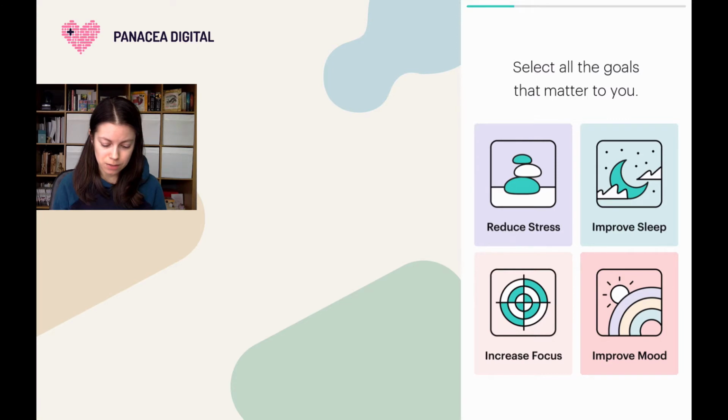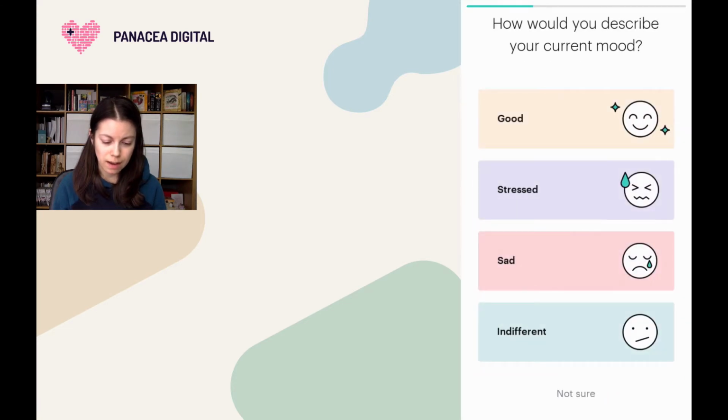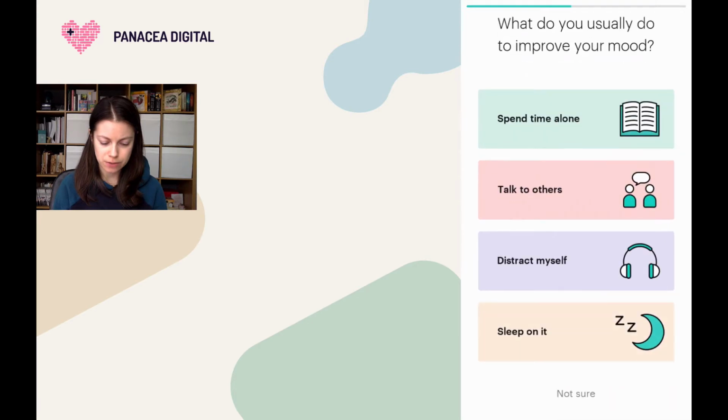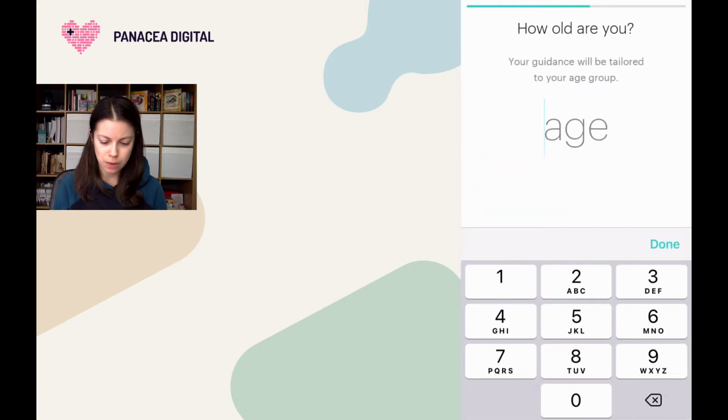So, for the sake of this review, let's say we want to improve mood. How would you describe your current mood? So let's say stressed, but I do really like that they're giving a not sure answer. So they're not forcing me to pick an option if I don't feel like any of those options are actually relevant to me. What do you usually feel happiest around? Let's say friends. Talk to others. How old are you?